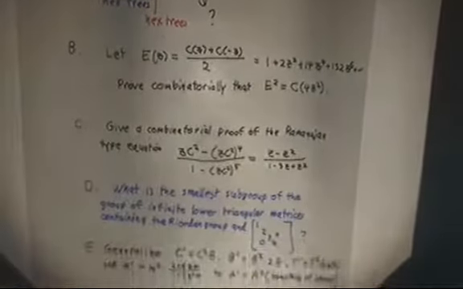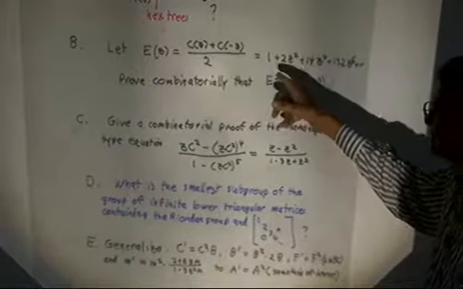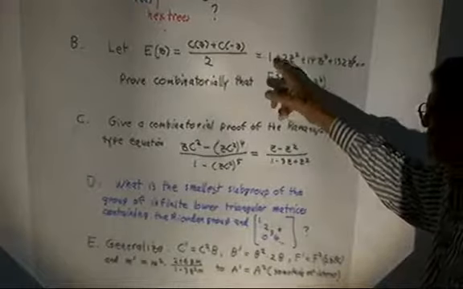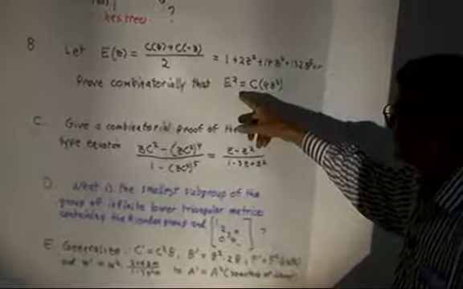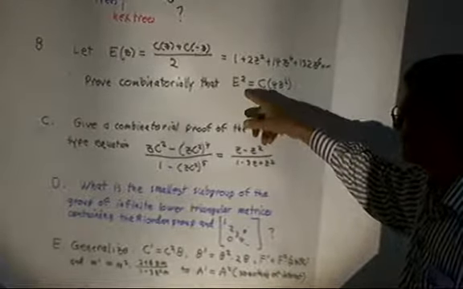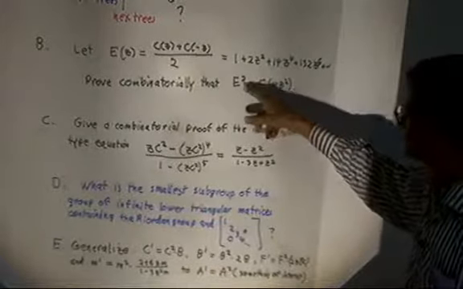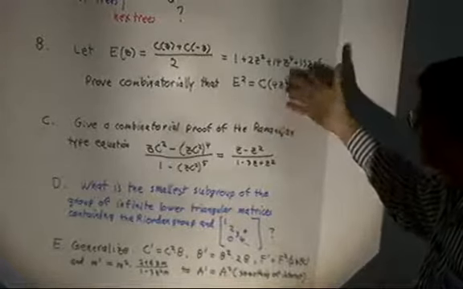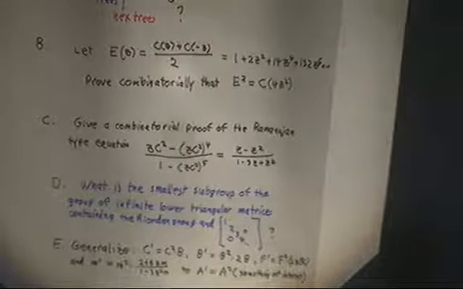Okay, second problem. We take the even part of the even part of the Catalan generating function. There's no combinatorial proof. It's an easy proof in terms of generating functions. But we take this thing, square it, and we get the Catalan numbers with z replaced by 4z squared.